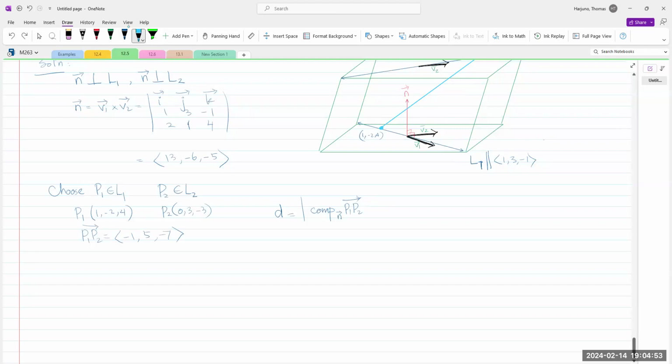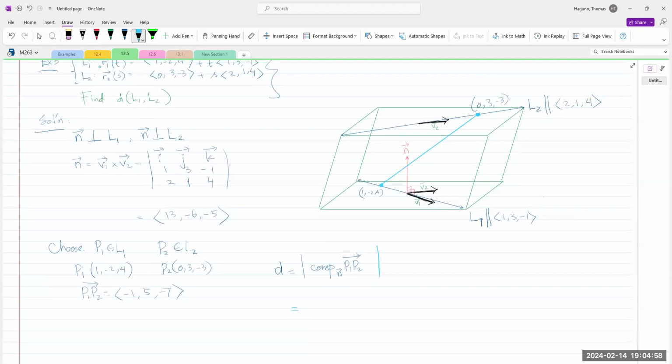Let me just finish this up and then let you go. So this will be the dot product of n and P1P2. So that's 13, -6, -5 dot -1, 5, -7 in absolute value, divided by the magnitude of vector n, but the magnitude of vector n is the square root of 13 squared plus -6 squared plus -5 squared. Okay, you can continue your computation yourself. Suggested homework.